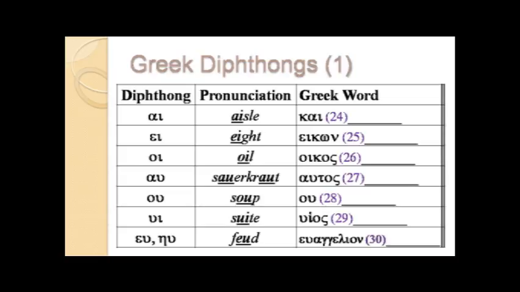And then last but not least is a diphthong that actually occurs in two forms but basically has the same sound. This is the one that is either epsilon upsilon or eta upsilon. It actually is one of the few that does have a proper U sound, but it's the long U, so it's like feud. It's not the short U like in up, it's a long U like in feud.